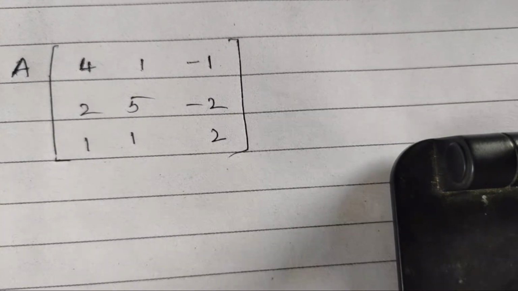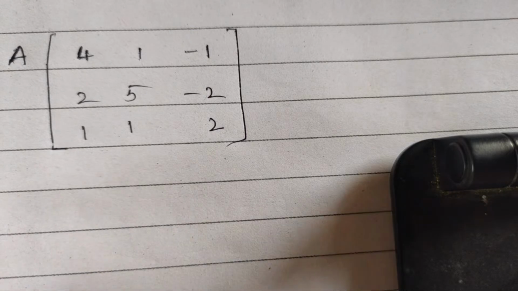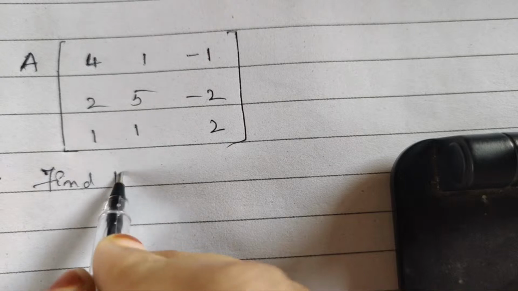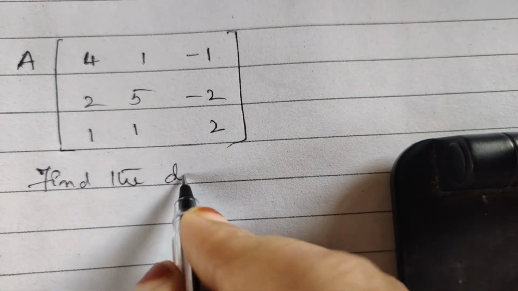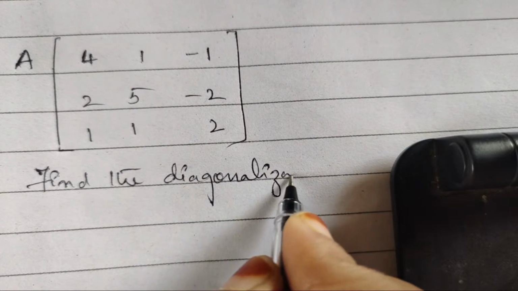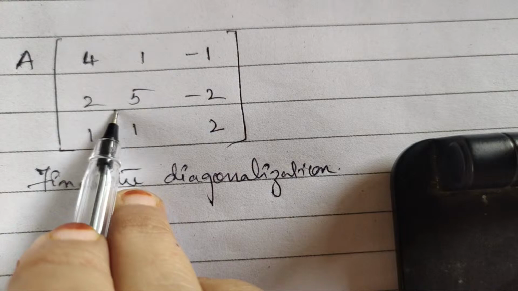Already, the steps that we are going to follow for diagonalization, I made as a short only for the steps. In that short it's talking about what all the steps we have to follow for doing the diagonalization. Find the diagonalization of the given matrix. This is the matrix.